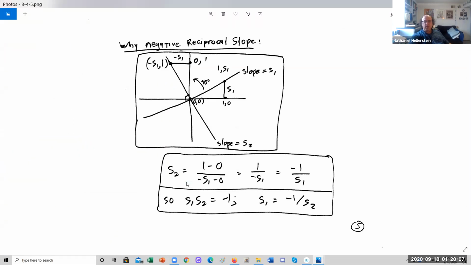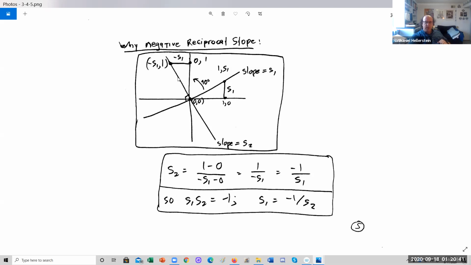Now here's an explanation as to why negative reciprocal slope for perpendicular lines. Here are two perpendicular lines. Let's have them centered on 0, 0. This one has slope S1. So if you go over a distance 1, it goes up a distance S1. So this point is at 1 by S1. Now if you turn the whole thing 90 degrees, this point 1, 0 goes to 0 by 1, and this distance S1 goes backwards, negative S1. So this point here is at negative S1 by 1.